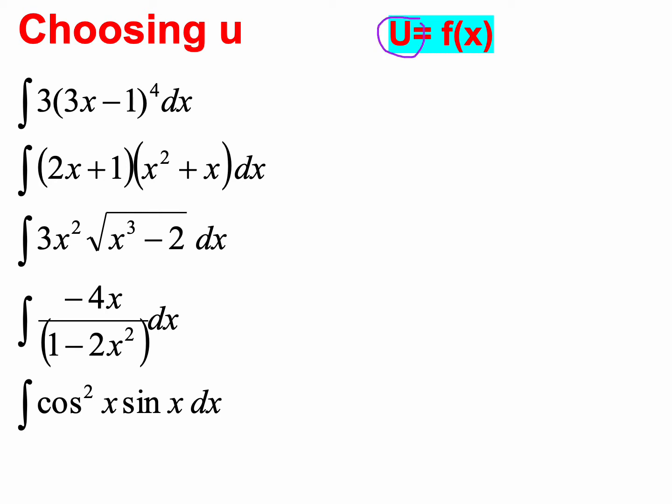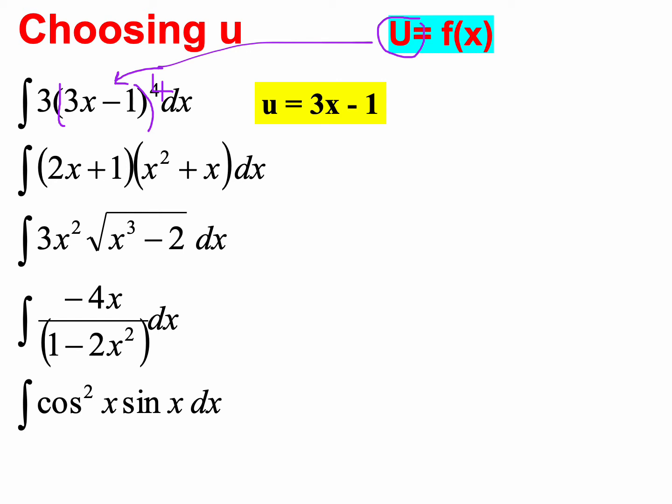So I can see here, I have a function raised to power 4. That means what's inside this bracket, that we call the function, is u. So u here is 3x minus 1.